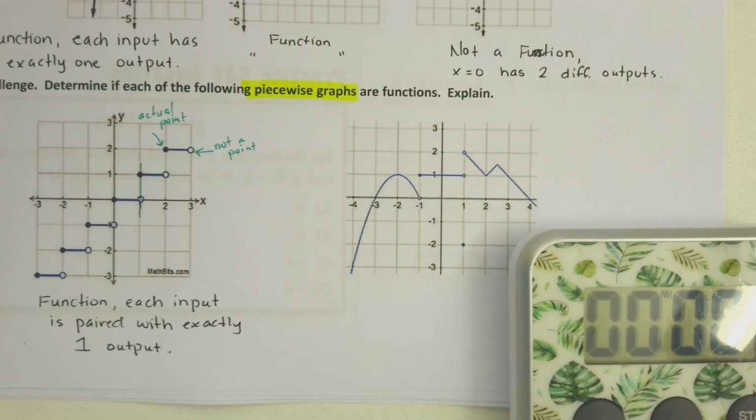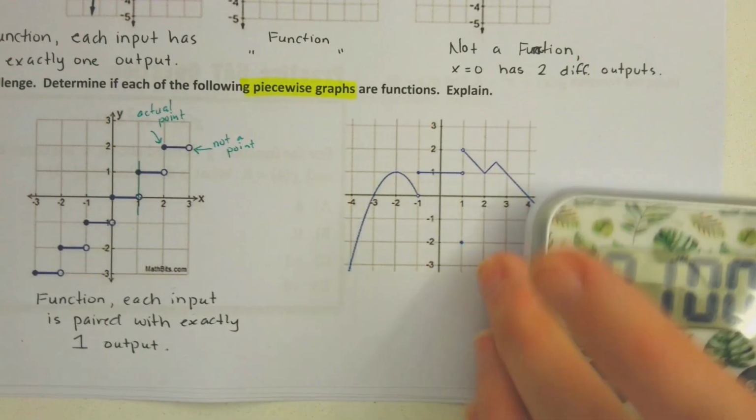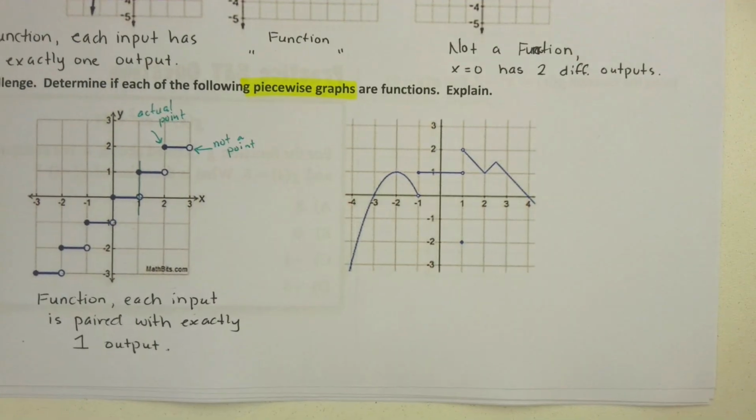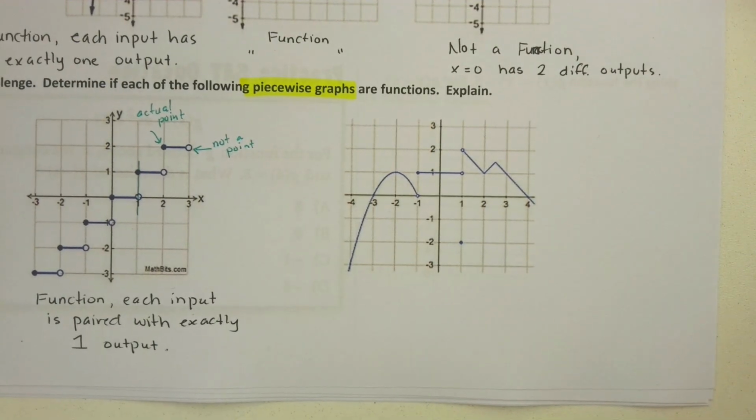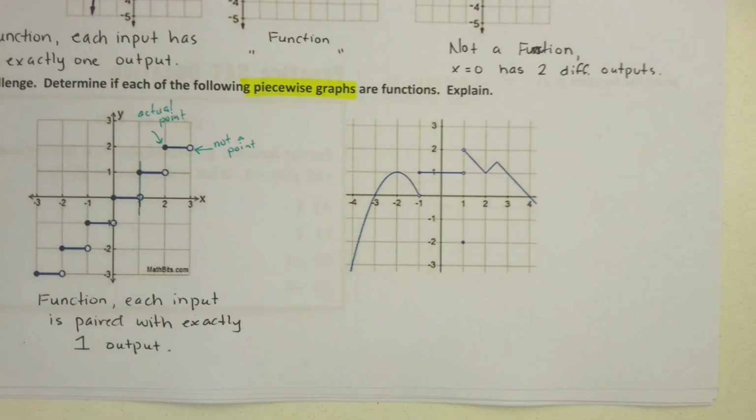Alright, boards up. Let's see what we wrote. Wow. And you wrote the reasoning. Good job. Yes, each input is paired with exactly one output. I know you're looking at that going, what? How is that even possible?